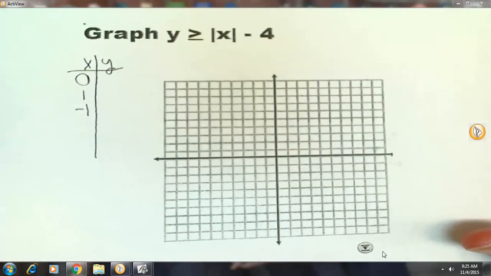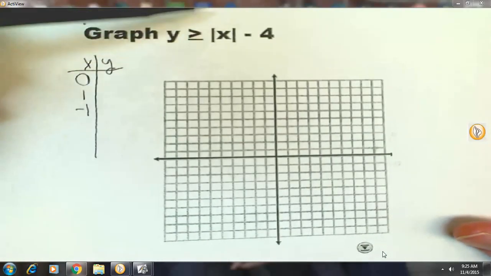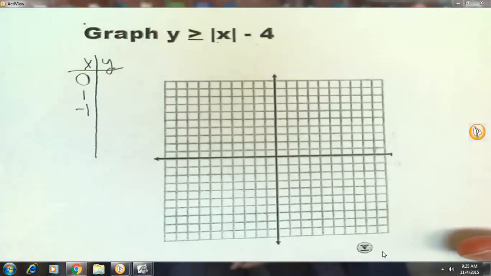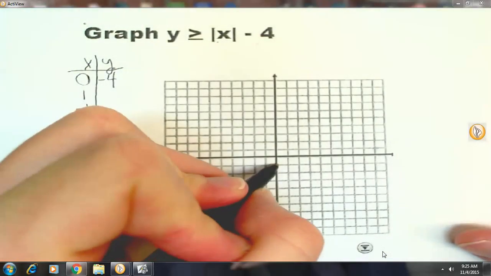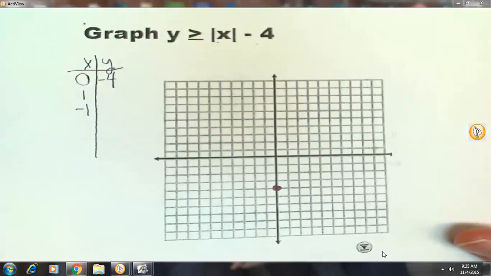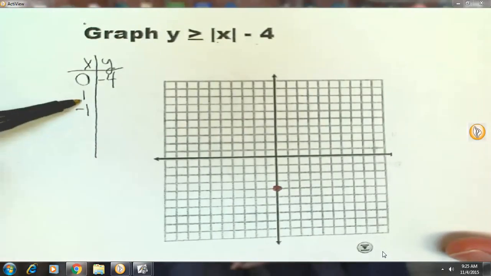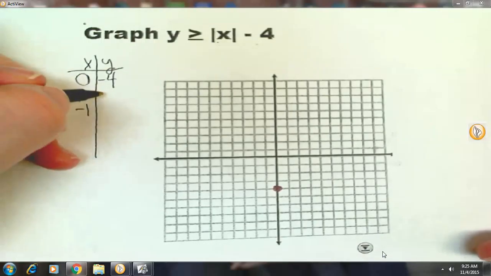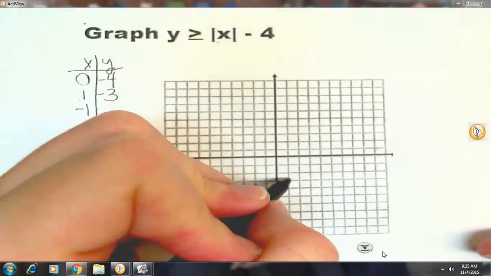Let's start with 0, 1, and negative 1. If I put 0 in, the absolute value of 0 is? 0. And minus 4? 0, negative 4. If we put 1 in, the absolute value of 1 is? 1 and 1 minus 4? Negative 3.